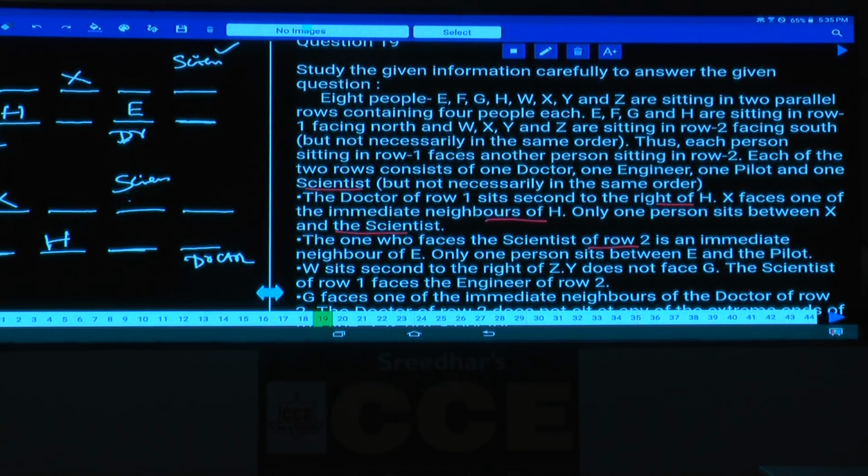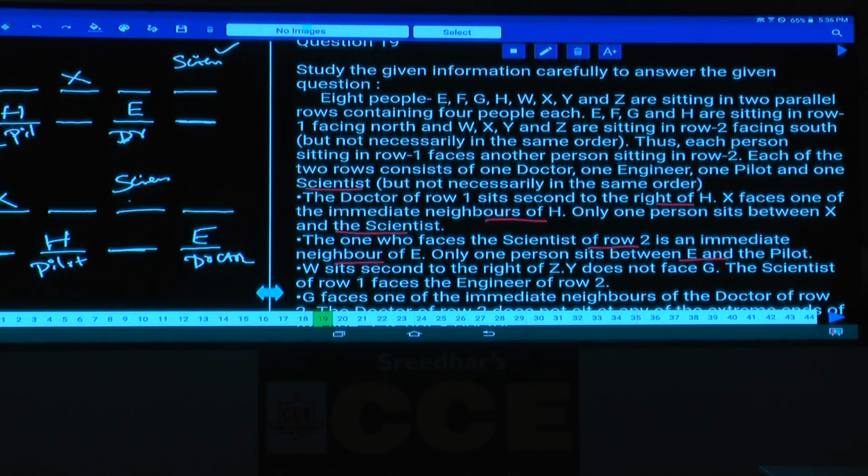The one who faces the scientist of row 2 is an immediate neighbor of E. Now this person is an immediate neighbor of E, and this person must be E. Done with this? And immediate neighbor of E. Only one person between E and the pilot. Between E and the pilot there is only one person, hence in the first case H is the pilot, and in the second case also H is the pilot. There must be exactly one person between E and the pilot.